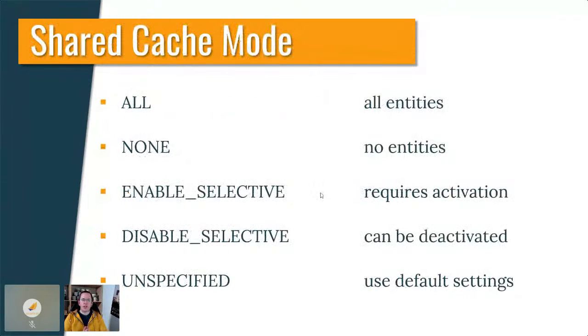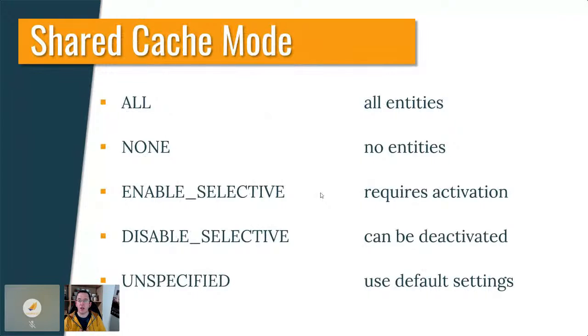So to activate the second level cache, you need to set the shared cache mode, first of all. Depending on the shared cache mode, you then might need to do more. And with the shared cache mode, you can choose between 5 different modes. First of all, that would cache all your entity objects.